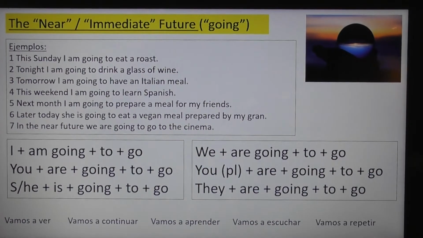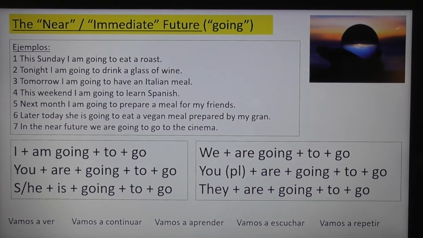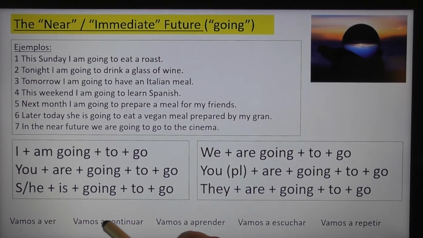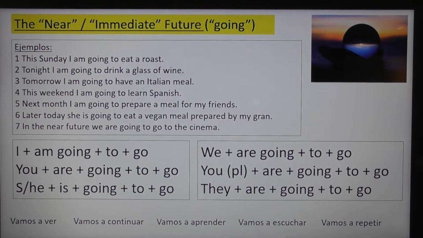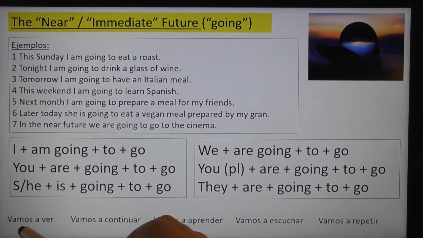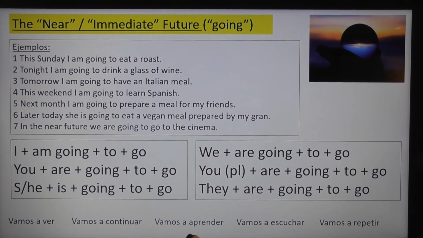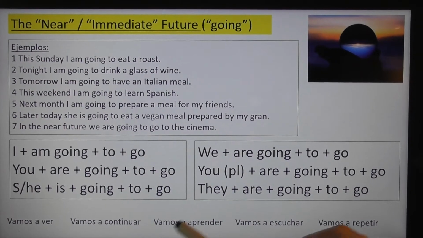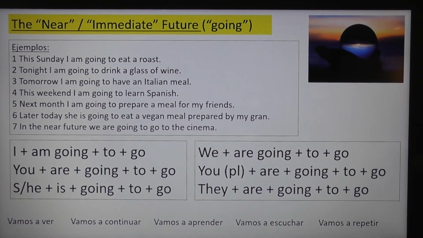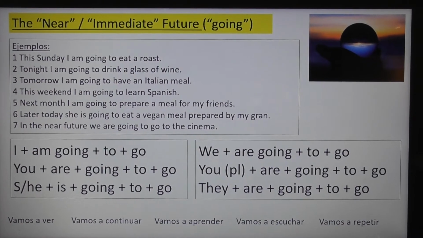That's how we do it in English. And have you noticed over the last however many lessons we've been learning together, I keep using this structure because I knew we were going to come to this eventually, and I was hoping it wouldn't be too difficult for you. You've heard me say quite a lot, vamos a ver, we are going to see, or let's see. Vamos a continuar, we are going to continue. Vamos a aprender, we are going to learn. Vamos a escuchar, we are going to listen. Vamos a repetir. So let's see how we form this tense in Spanish.